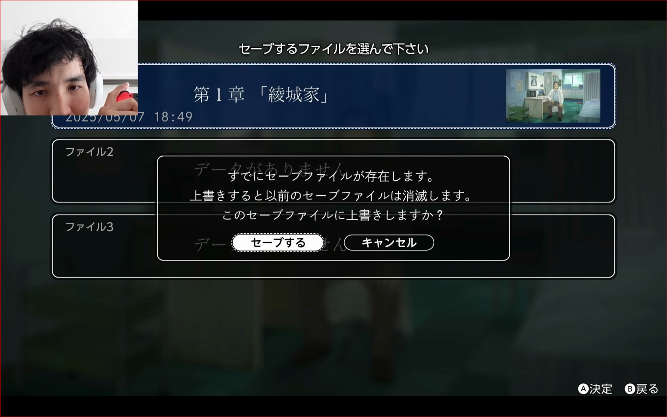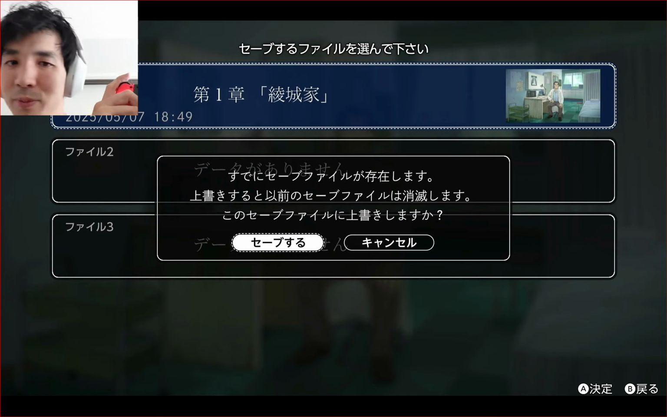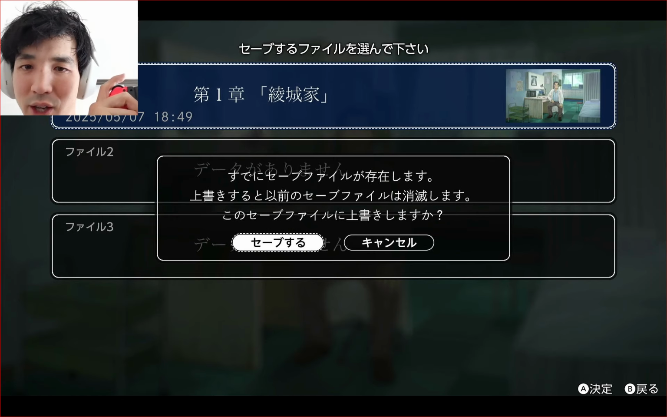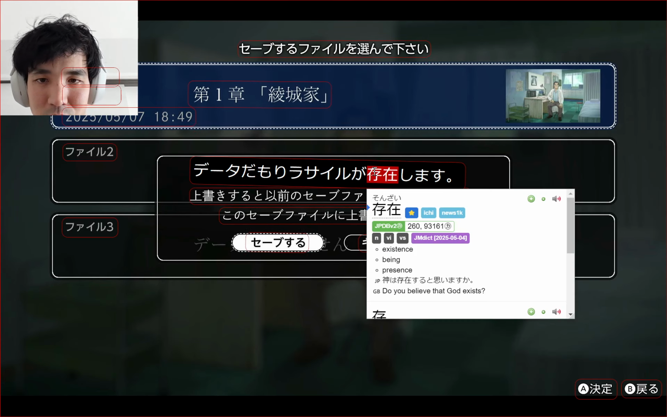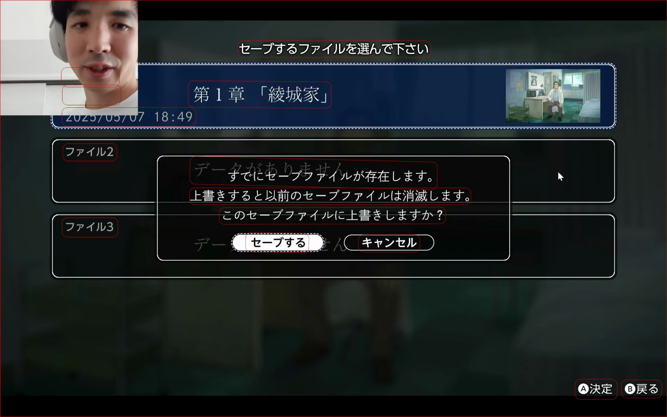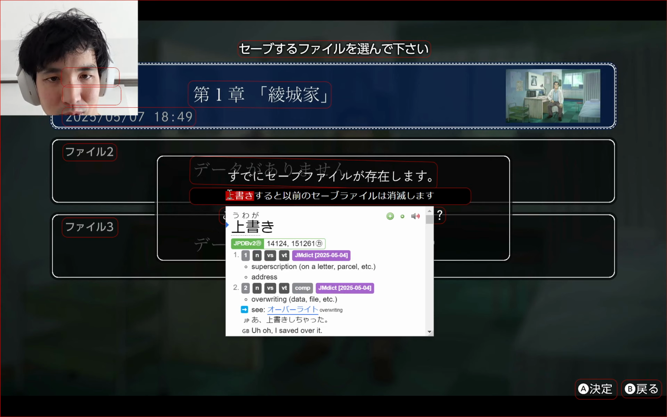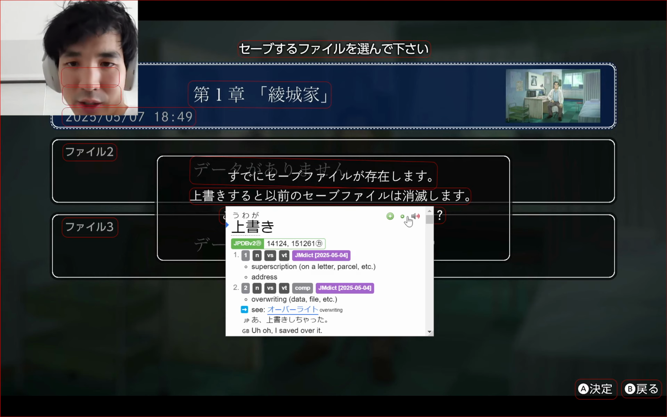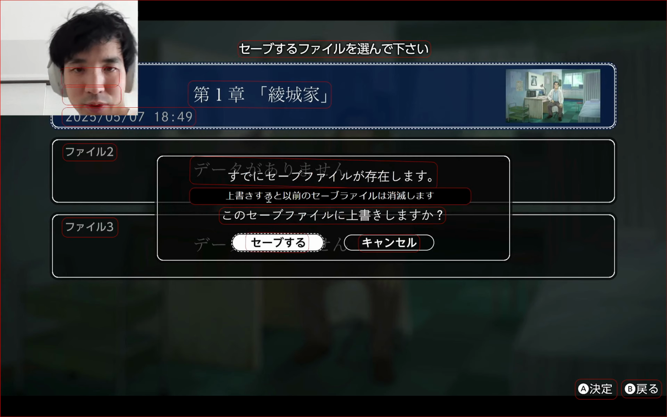Sudani seibu fairu. Sudani is already, right? Sudani seibu fairu ga sonzai shimasu. Sonzai, existence, already exists. So there's already a save file. Uwagaki. So overwrite. Uwagaki suru to.